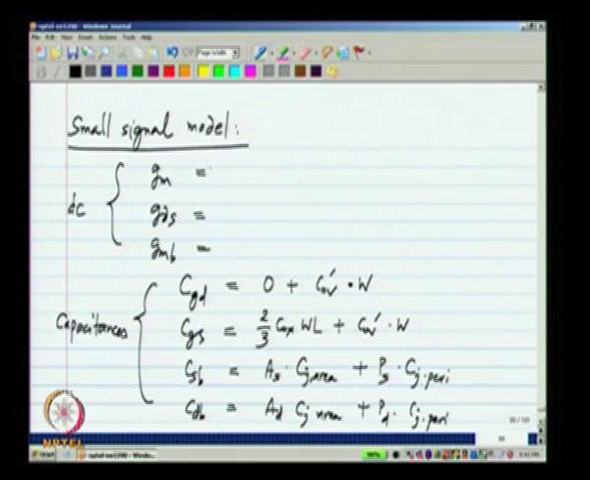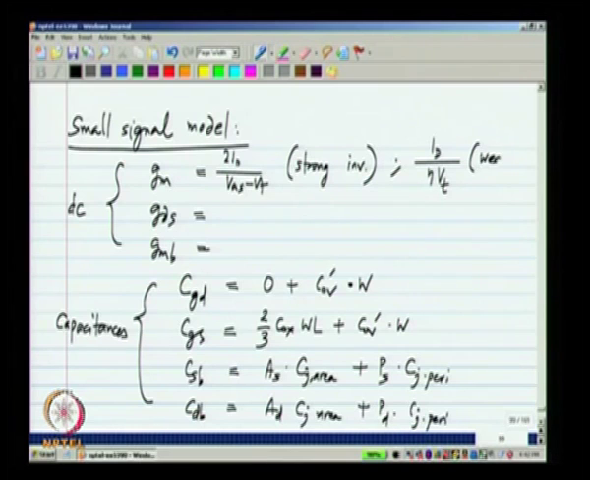So, in this I will write one particular form of this, which is 2 ID by VGS minus VT. This is in strong inversion, or ID divided by eta Vt, where this Vt is different, it is the thermal voltage, and this is in weak inversion.